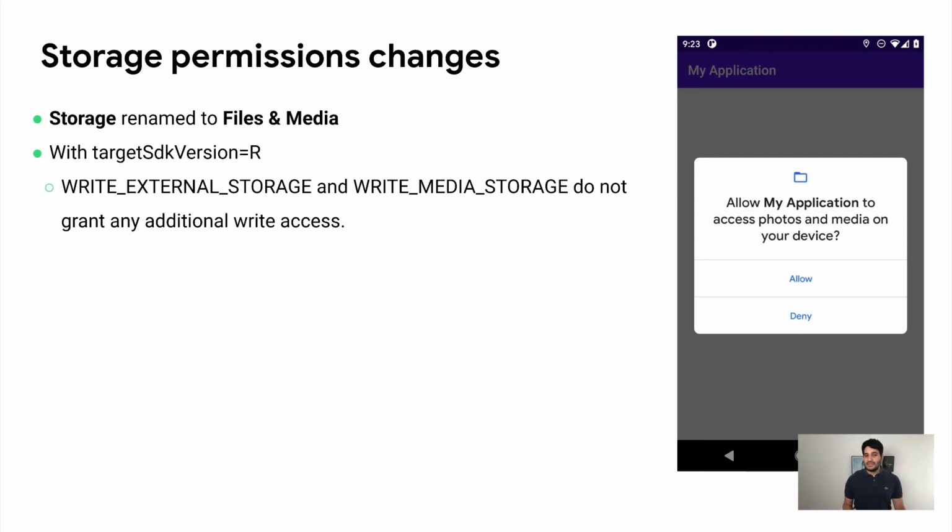Android 11 improves upon scoped storage in a number of ways. So let's have a look. First, we've made further adjustments to storage permissions. So instead of seeing storage, which is kind of generic, it doesn't mean a lot to users, we now have files and media. It's more clear to them what kind of permission they're granting to applications.